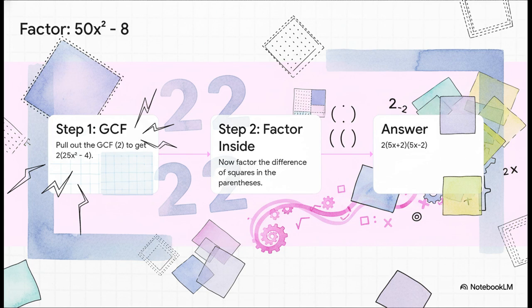Okay, take a look at this one, 50x squared minus 8. At first glance, 50 and 8, they're not perfect squares, but they do share a greatest common factor of 2. So the first thing you have to do is pull that 2 out front. And what are you left with inside the parentheses? 25x squared minus 4. And look at that, suddenly you have a perfect difference of squares problem sitting right there, which factors to 5x plus 2, 5x minus 2. Just remember to bring that GCF down for your final answer.